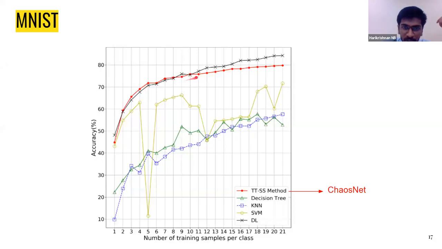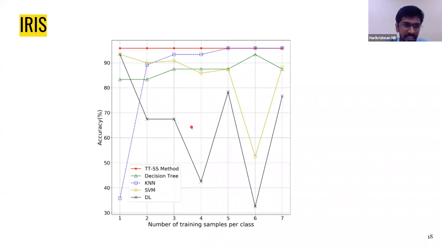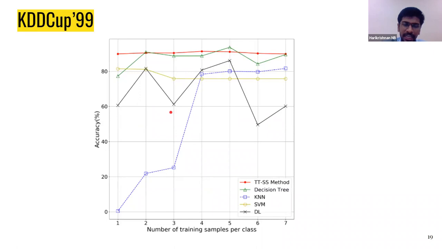Then in the case of the IRIS dataset, IRIS is a three-class classification problem of three kinds of IRIS plants. There, ChaosFEX gives a consistent performance for training with one sample per class up to seven training samples per class. And again, for the intrusion detection dataset, the standard benchmark, we took a nine-class classification problem. Here also we can see a consistency in the performance of ChaosNet. And remember, ChaosNet is the most simplistic classifier, which SVM and ML do not have.